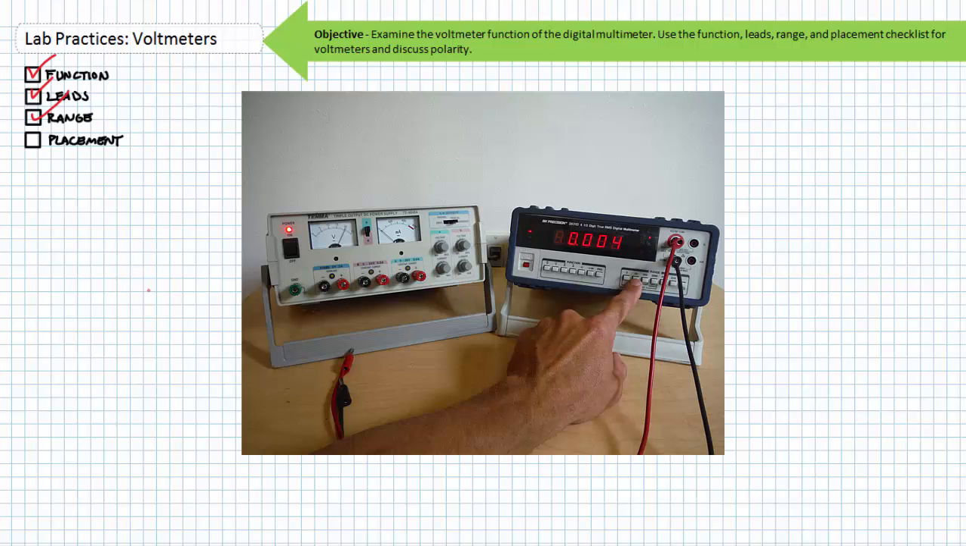Obviously, the answer is 20 volts, because the 2 volt range won't measure it, and 200 and 1200 volts won't measure it accurately. You might have picked up on it by now that I'm unusually firm about using the function, leads, range, and placement checklist every time we use a meter. It's at this time I need to remind you of how serious I am. This checklist might save your life.